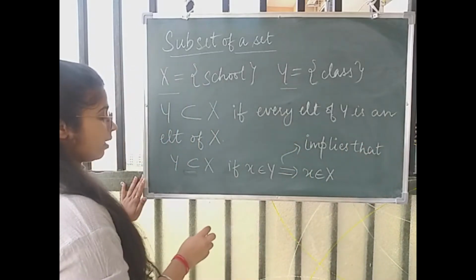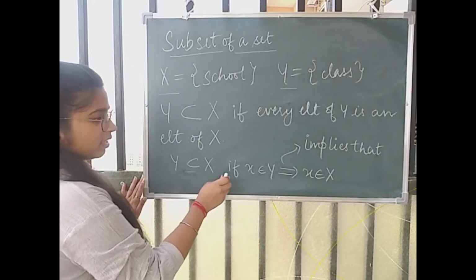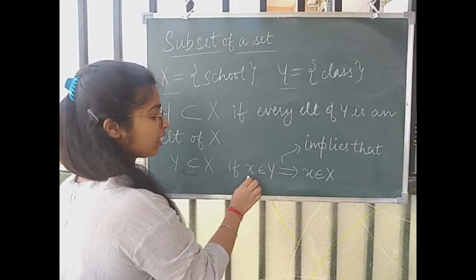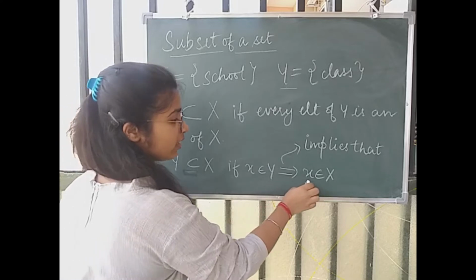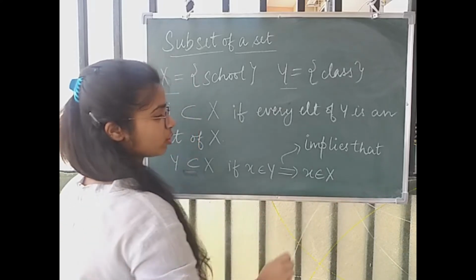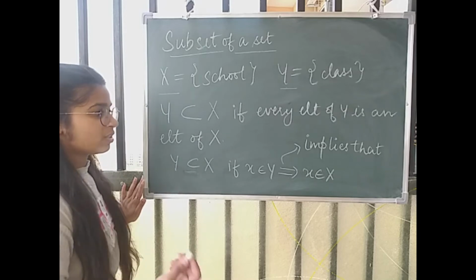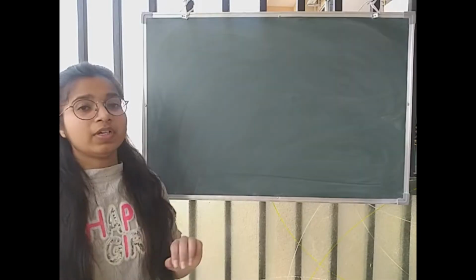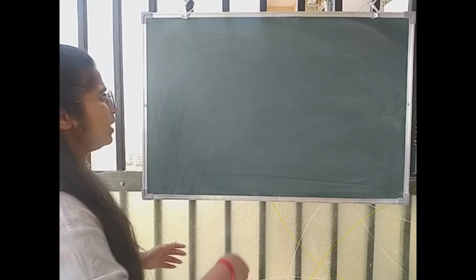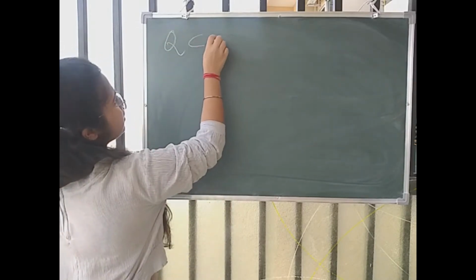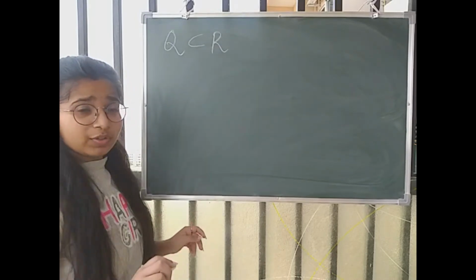Okay, so this means Y will be a subset of X if an element belongs to Y implies that, meaning if this is happening, then always the element belongs to X. So we say that Y is a subset of X. Let's see a few examples of it. The first example can be the set of rational numbers. The set of rational numbers is a subset of the set of real numbers.